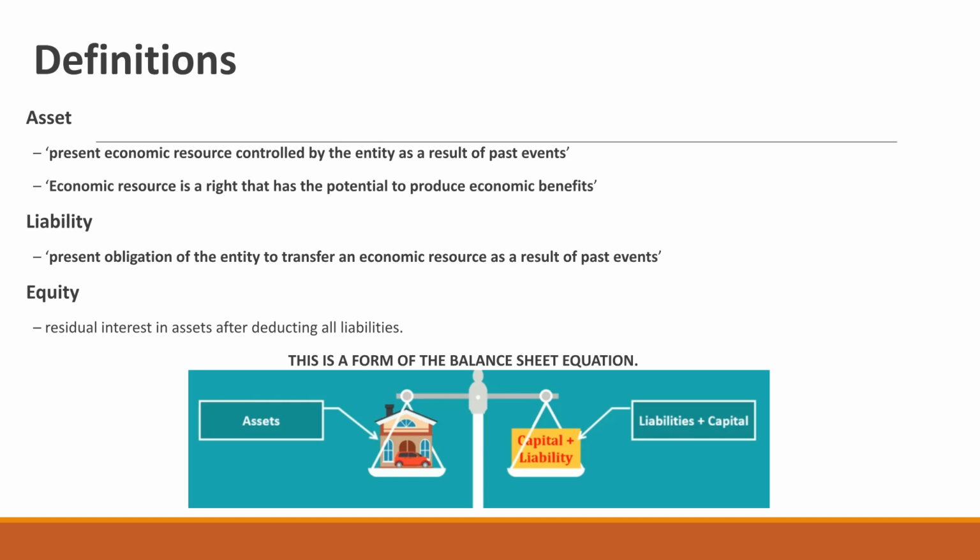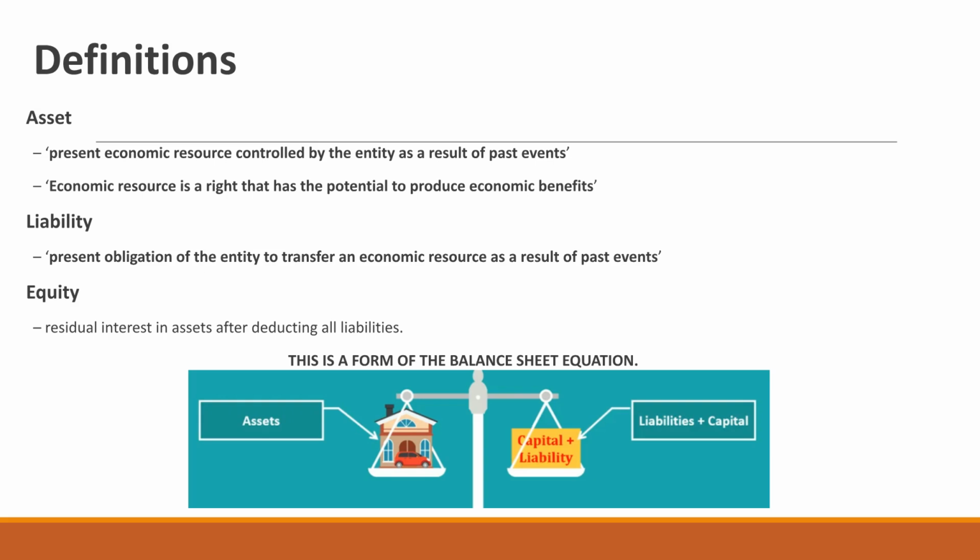Let's define the fundamental elements that make up the statement of financial position: assets, liabilities, and equity. These are core concepts in accounting, so it's crucial to have a clear understanding of what they mean. An asset is a, quote, present economic resource controlled by the entity as a result of past events. Importantly, an, quote, economic resource is a right that has the potential to produce economic benefits, meaning it can generate future cash flows or other economic benefits for the company.